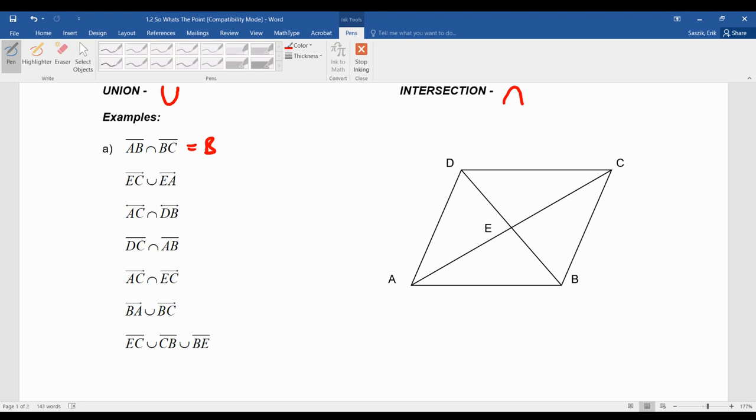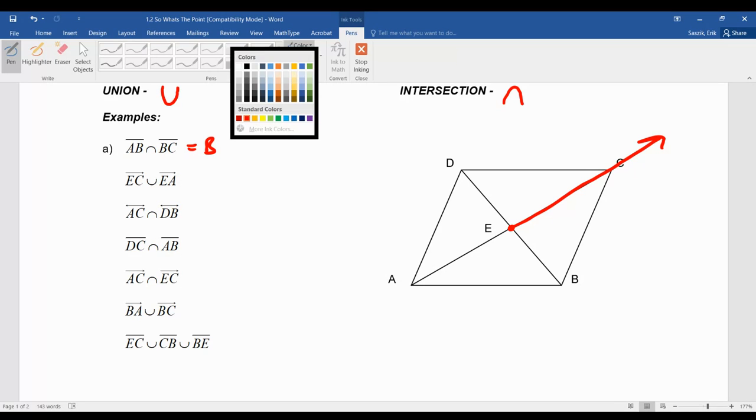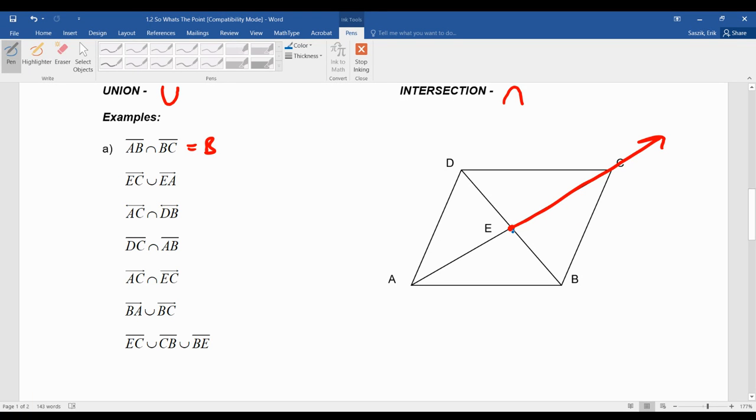All right. Next one, watch this. That's ray EC. Remember, a ray starts at E and goes forever through C. And it says union with ray EA. So that starts at E. Now, if this was intersection, it would just be point E. But this is union. What do these two rays form together? They form line AC. And make sure you put the right symbol up top.